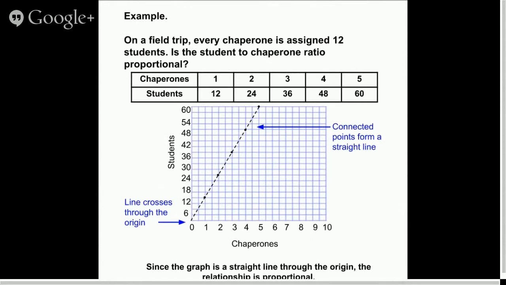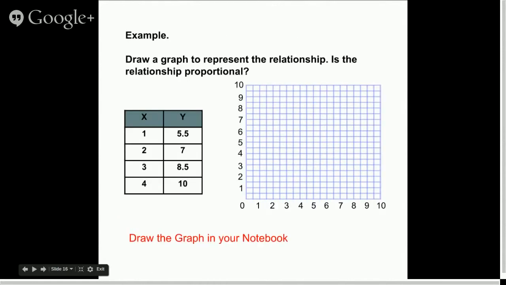Okay. So in this one, this is the one from the first problem. We have chaperones to students. It goes through the origin, 0, 0. Y is 0, X is 0. And then it forms a straight line. So this is proportional.